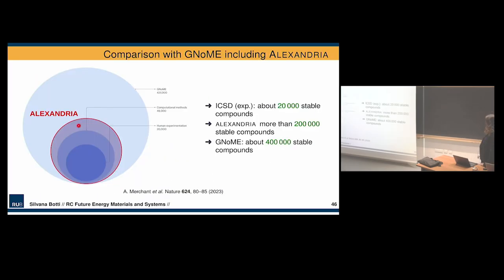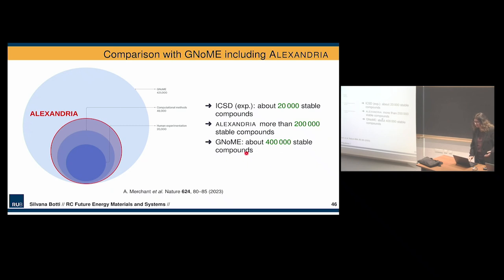Now if you compare Alexandria with the GNoME convex hull, from the Google article that appeared in 2023, in which they proposed their own convex hull with 400,000 stable compounds. Unfortunately, the data from which this convex hull is calculated is not available. You have the list of these 400,000 materials, you know which they are, but you cannot really use this data. It has a strange license, so in the end it's kind of useless.